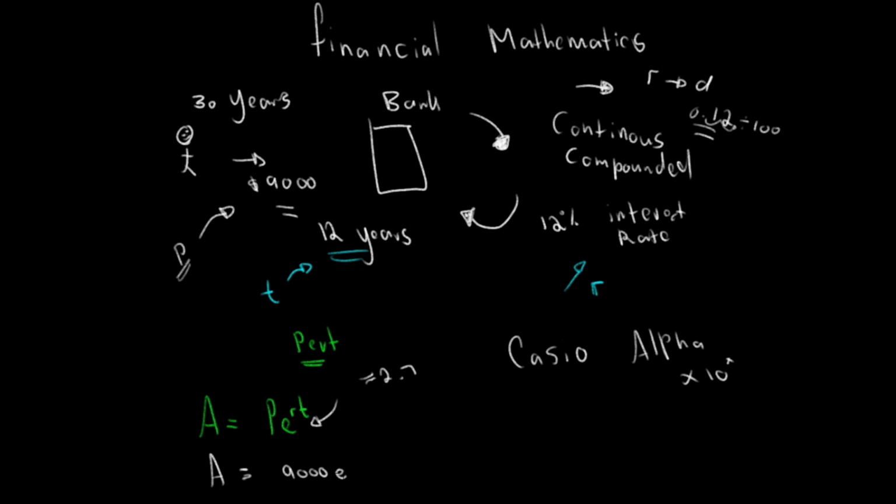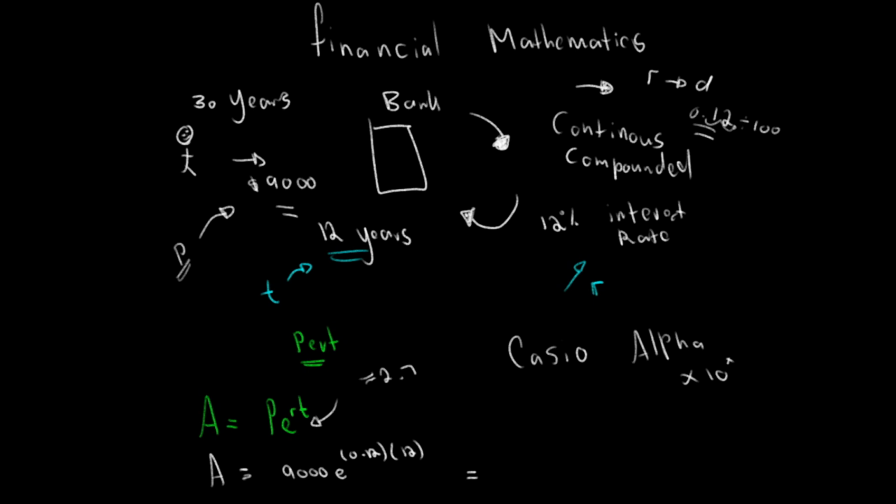We're going to multiply that with E, raised to the interest rate, which is 0.12, and we want to multiply that with the time frame, which is 12. So I'm going to quickly type this in on my Casio. I'm going to say 9,000 multiply alpha E, or alpha scientific notation. I'm going to raise that to double parentheses 0.12 and then 12.